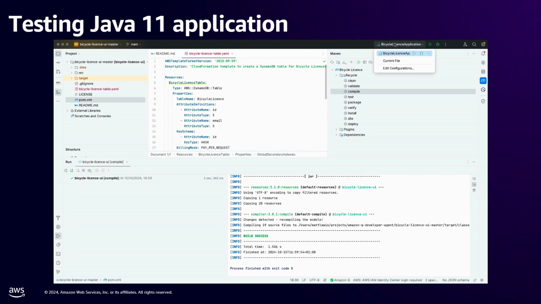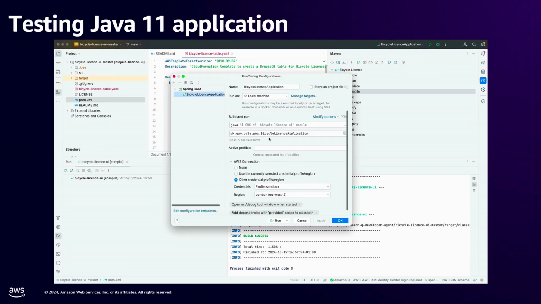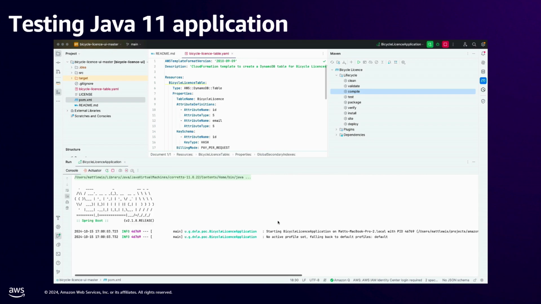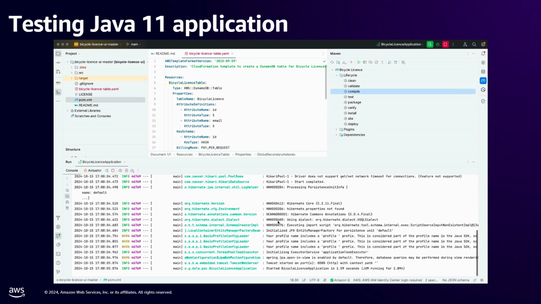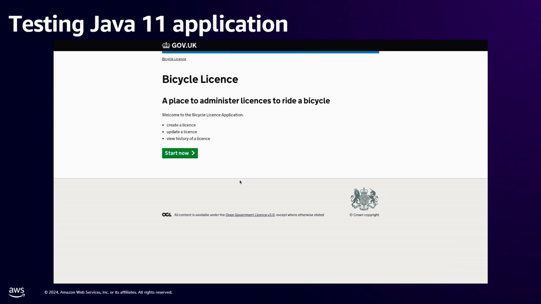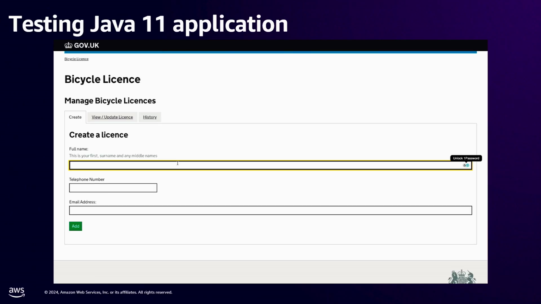So this is essentially just testing that we have our Java 11 application up and running. We check the launch configuration, it's Java 11. So we can go and launch it. So if people do want to play around with this, because it's a really handy little application just to go and test and understand how the code transformation agent works, we go in and we create a fictional bicycle license.